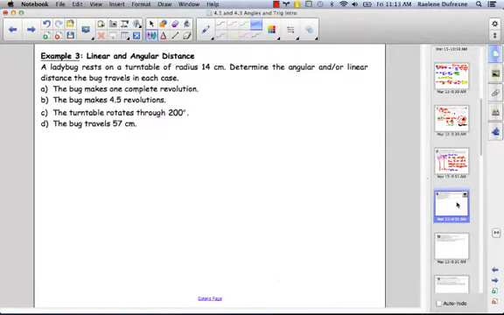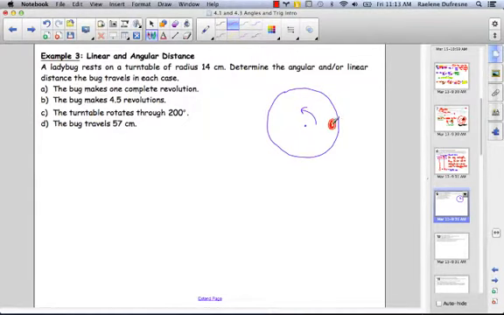All right, the next thing to take a look at is to work with the linear and the angular distance formulas. Let's consider a ladybug who is sitting at rest on a turntable, and the turntable is going to be rotating with a constant speed.